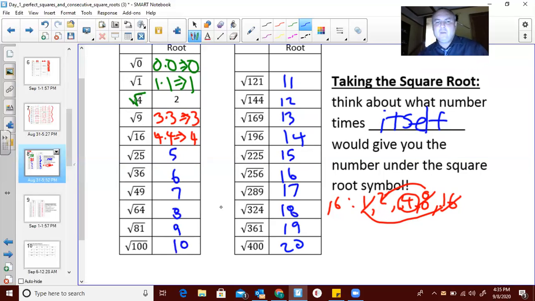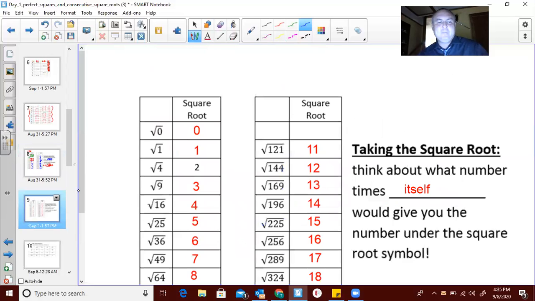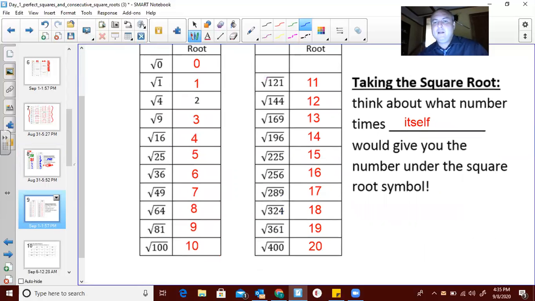And you'll find all these little tricks that you might see along the way, like 7 times 7 is 49. So 17 times 17 is 289. It ends with a 9. There are just little subtle things that you'll see, like the square root of 25 is 5, and the square root of 225 is 15. Both end with 5. So you'll notice little trends like that as you go. Again, the biggest word here is itself.